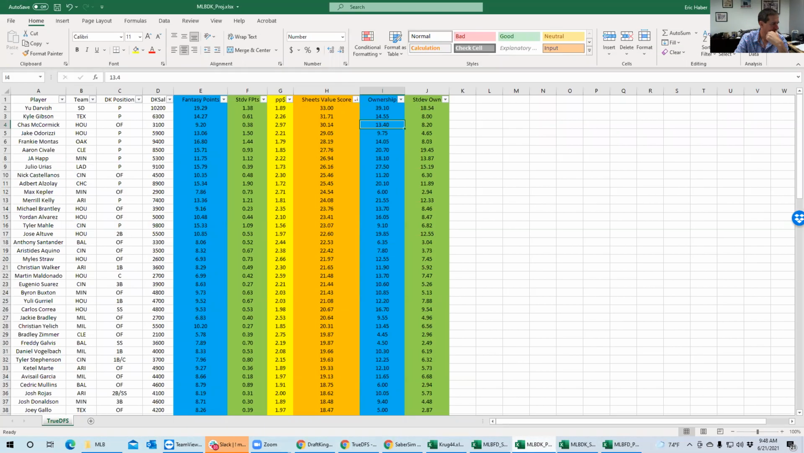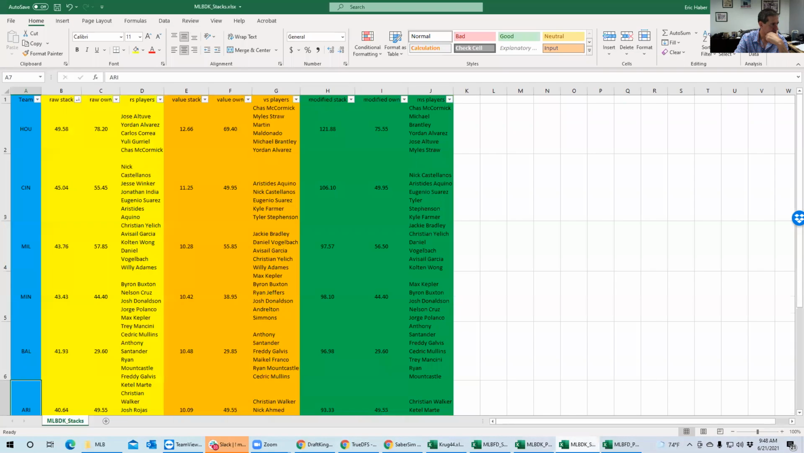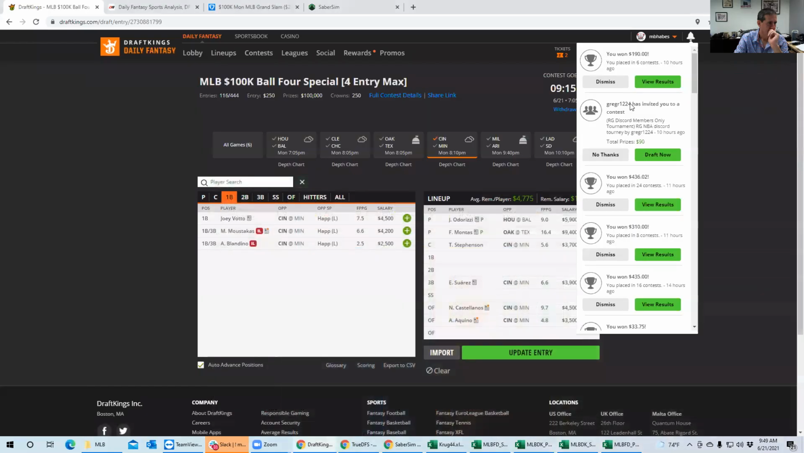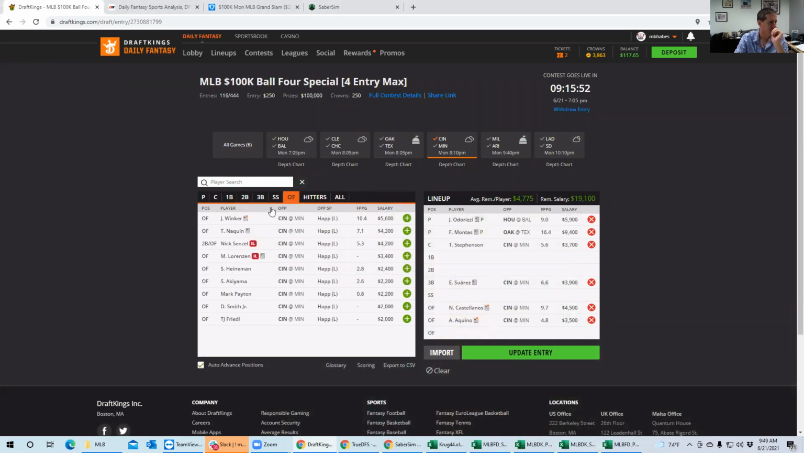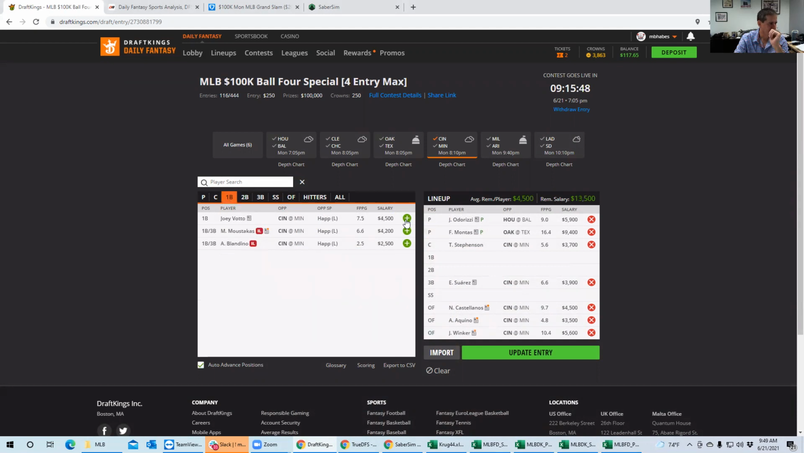Who else was it? Aquino, Suarez, Stevenson. Farmer or Winker, either one, or India. Well, we'll figure that out. Well, let's put him in. You want the most expensive one? What did I say, Winker? So even if you put Winker in, that's fine. I mean, you can get away with this and play anybody you want here.